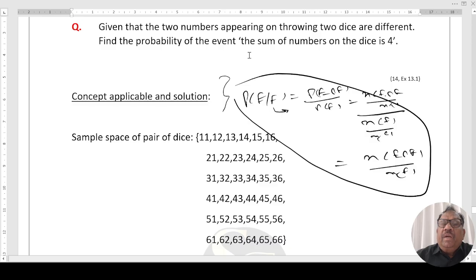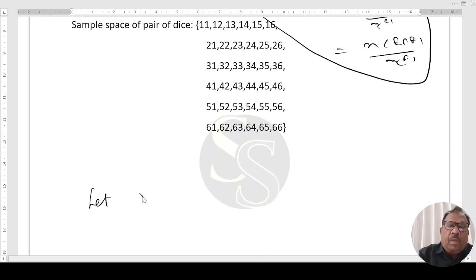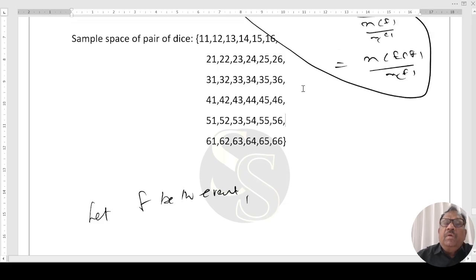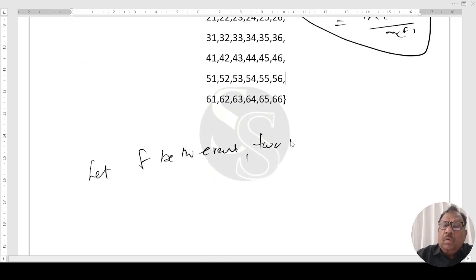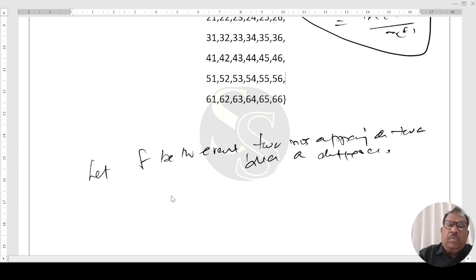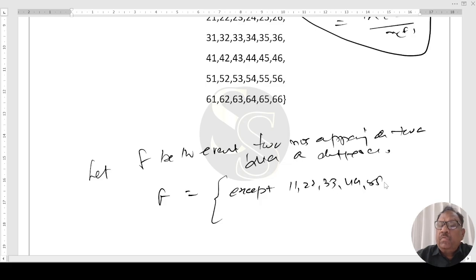Now, given that, let F be the event that the two numbers appearing on the two dice are different. Therefore, F will be the sample space except 1,1, 2,2, 3,3, 4,4, 5,5, 6,6. All other elements of S.